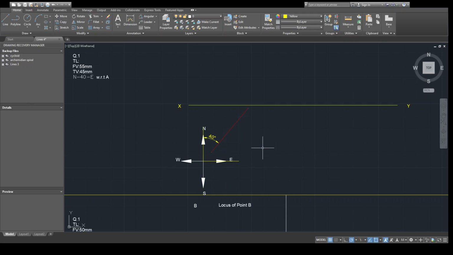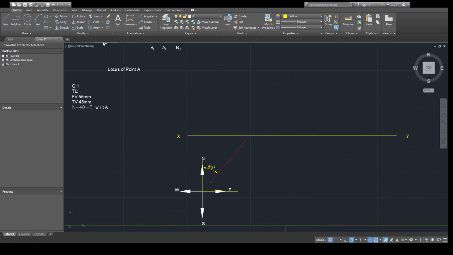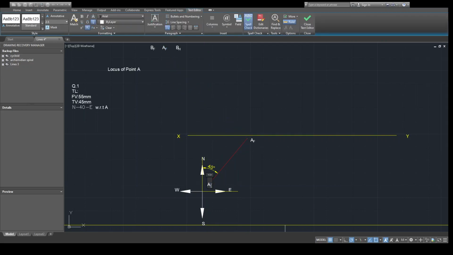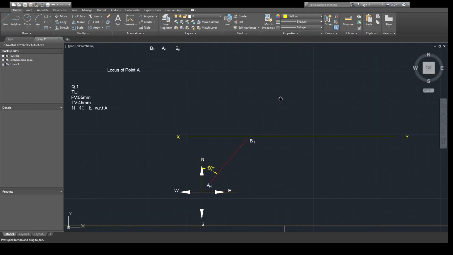So north to east 40 degrees. Let us rename these points: AF, and I will move this, AH. I will copy the same points, and one more point here. So this is my point AH, and this point is my BH. So the front view part is over, very simple.